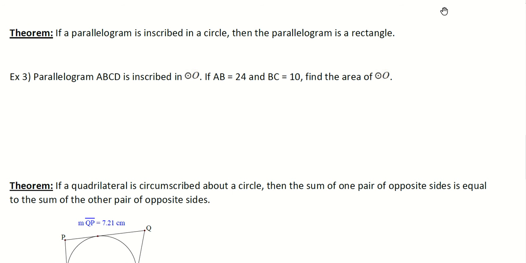If the parallelogram is inscribed in the circle, what shape does it have to be? It has to be a rectangle. How do we find the area of a rectangle? Length times width. So if I told you you have a rectangle with two sides, 24 and 10, find the area of that rectangle, all you would do is multiply the length times the width, 24 times 10.